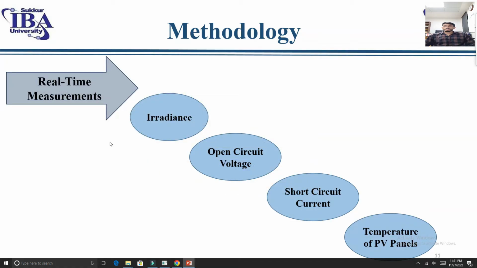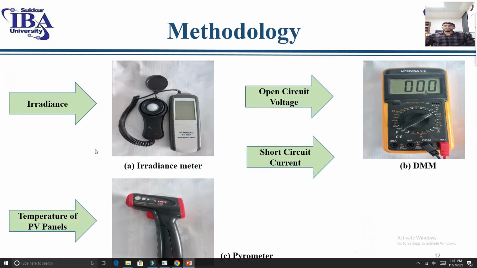Okay, in real-time measurements, we will see the performance of PV modules by measuring the irradiance level on the PV module, open circuit voltage, short circuit current, and temperature of the panels. Irradiance can be measured with an irradiance meter. Temperature of the panels can be measured with a pyrometer.